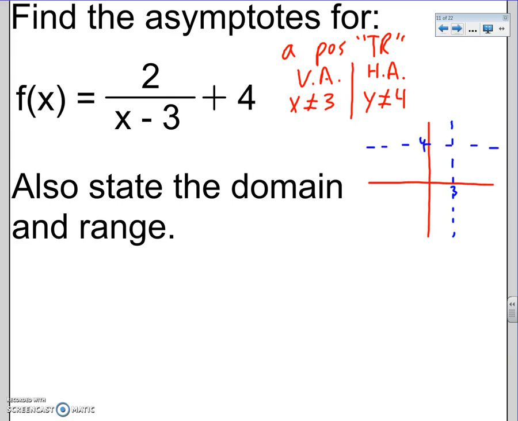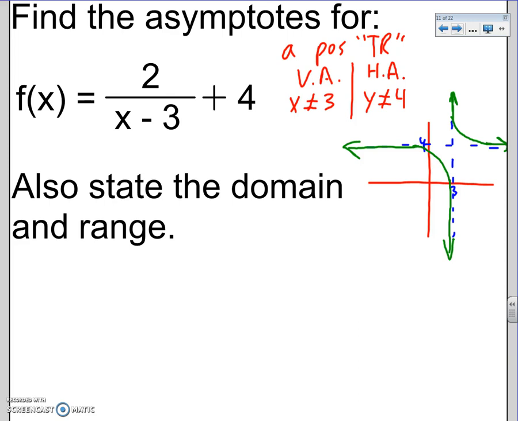Let's call that 4. Then I start on the top right. So in this area, I get really close to that line, but I can't cross it. Really close to this line, but I can't cross it. Draw the curve. Same for down here. Get really close, but don't cross it. Draw the curve.